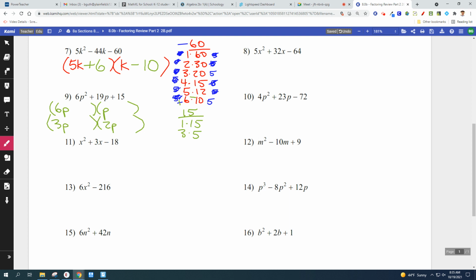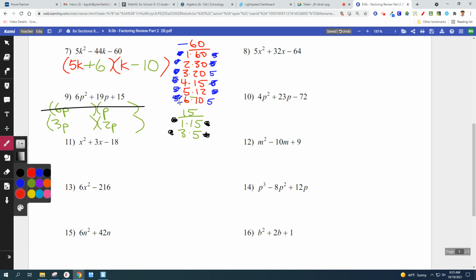So you can just play around. 6 times 1, that's 6 plus 15 is 21. That's not going to work. 6 times 15, that's way too big. 6 times 3 is 18, plus 5 is 23. 6 times 5 is 30, plus 3, nope. I don't think that one's going to work at all.